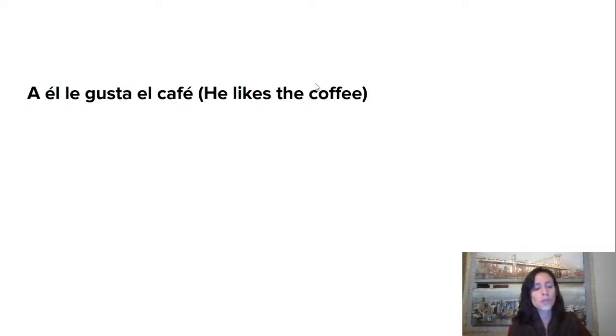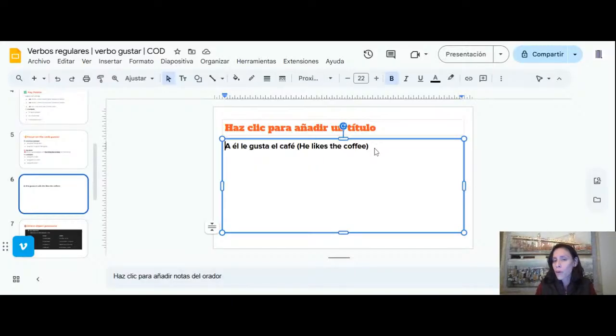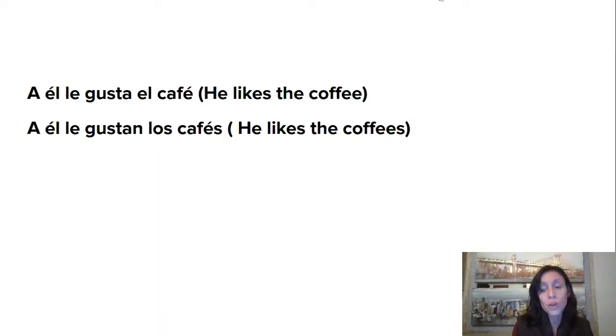In that situation, we'll have to adapt the verb gustar. How? Simple. A él, a él le gustan los cafés. That will be he likes. In English, it stays the same way. He likes the coffees. Maybe this is too weird. Maybe this is not something that you'll naturally say in English. Of course, I totally understand that.